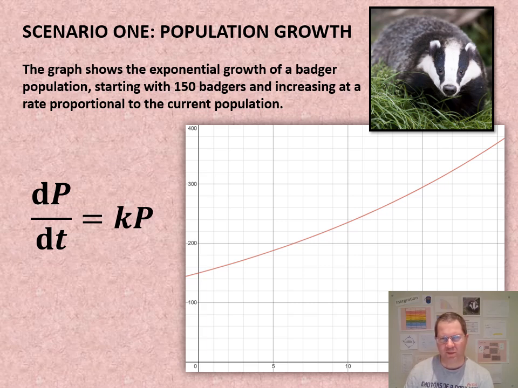So for scenario 1, population growth, the graph shows the exponential growth of a badger population starting with 150 badgers and increasing at a rate proportional to the current population. So if we look at the graph, just ignore the bit to the left of 0. It starts at 150 on the y-axis or the population axis, and it is growing exponentially as we go from left to right. And we can write that as dP by dt, which is the rate of change of growth, is equal to kP, because it says it's increasing at a rate proportional to the current population.